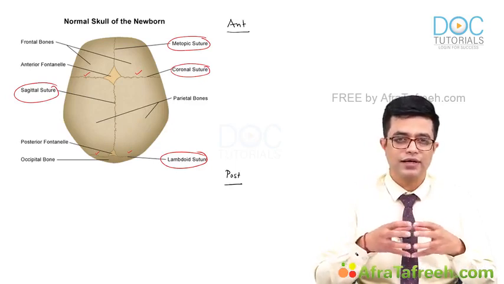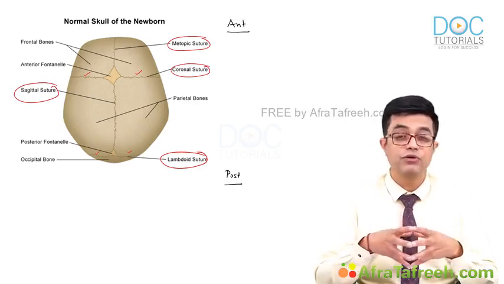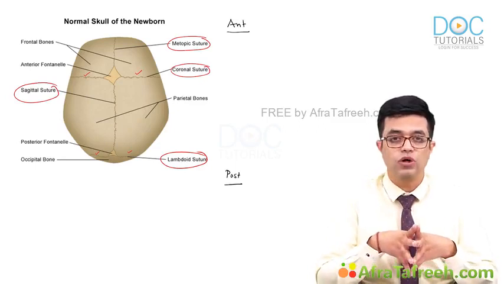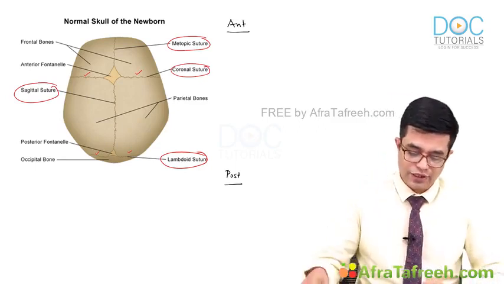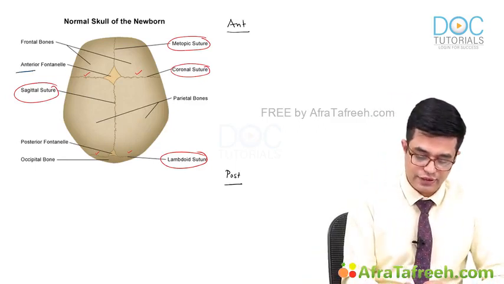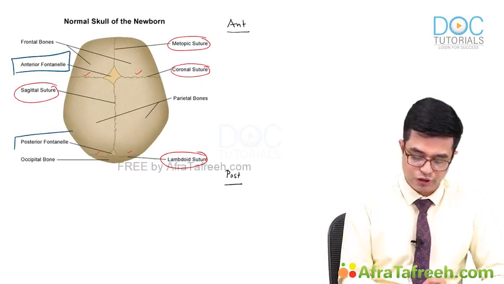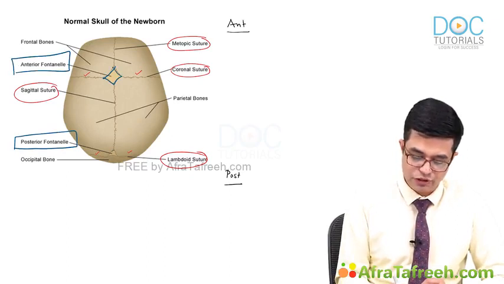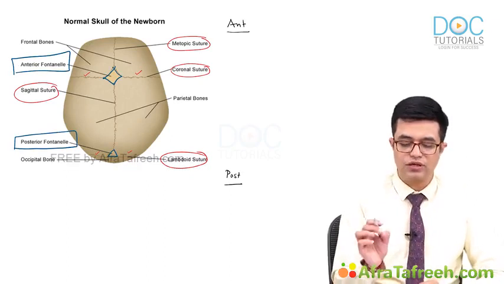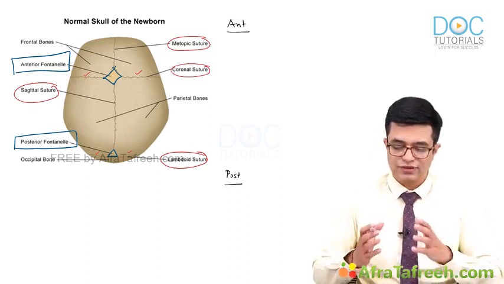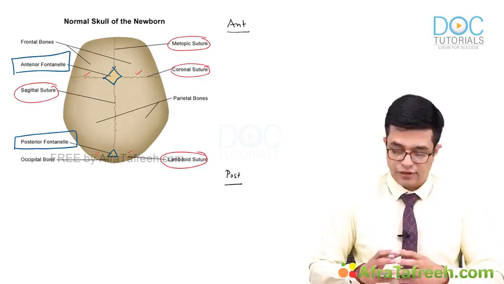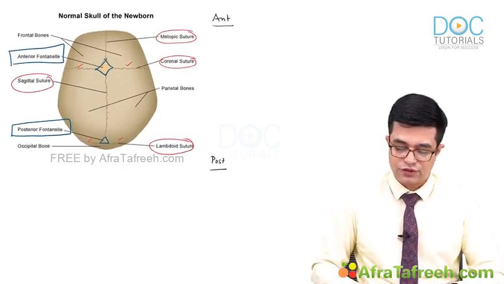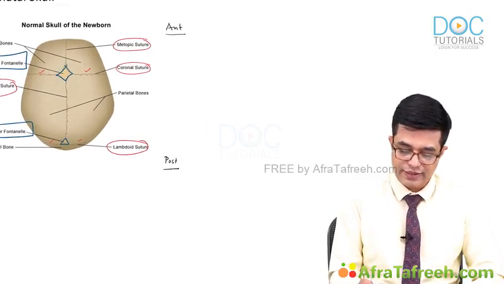So there are two important fontanelles that you can clinically palpate in a newborn. That is anterior fontanelle, as you can see here, as well as posterior fontanelle. Anterior fontanelle is this diamond shaped space which is present, whereas posterior fontanelle is a small triangular space posteriorly. So what are the things that we should remember about these fontanelles? First of all, we'll talk about anterior fontanelle.